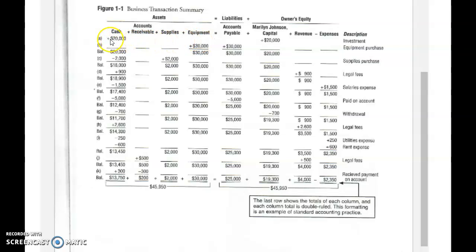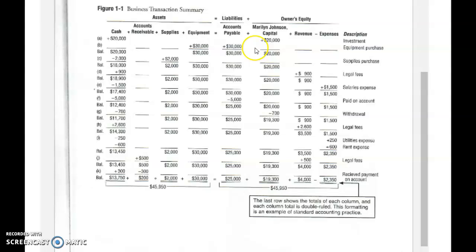So you notice here, cash increased $20,000, which is an asset on this side of the equal sign, and then equity or capital increased. So your accounting equation is still in balance. Same thing here. Assets increased, liabilities increased. Your equation is still in balance.